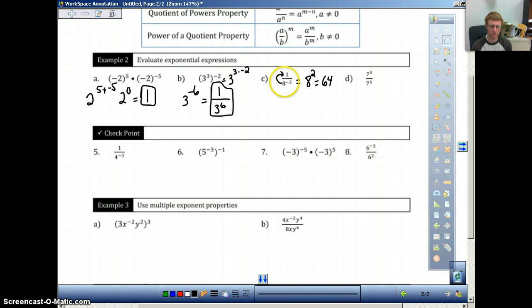And again, that 1 just stays there. It doesn't matter. So 64 is your answer, or 8 squared, one of those two. And then this last one, this is a quotient. So what we're going to do is we do 7 to the 3 minus 5, because we're subtracting. So we have 3 on top, we have 5 on the bottom.